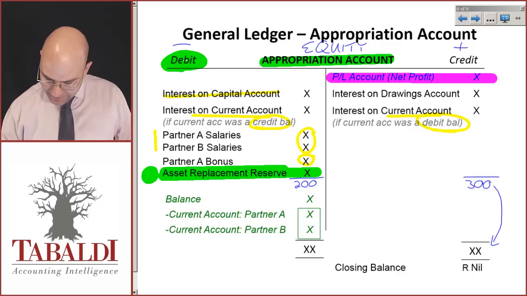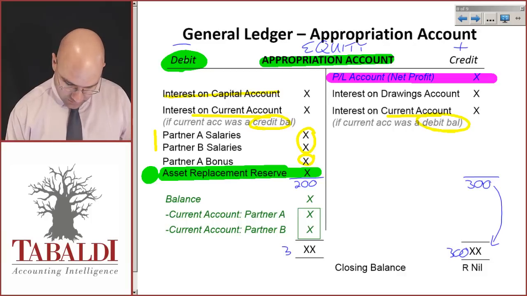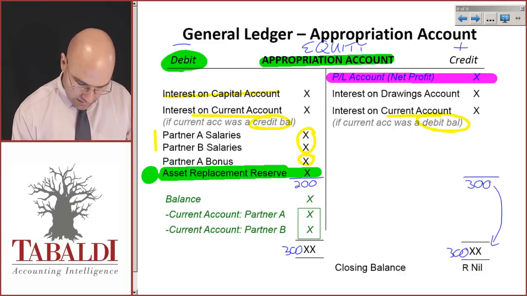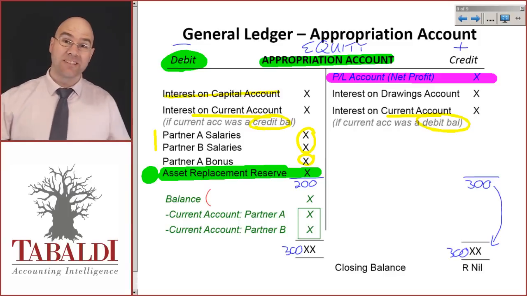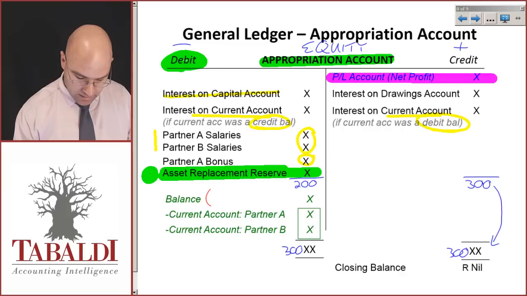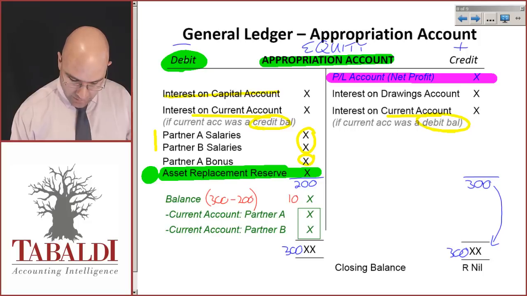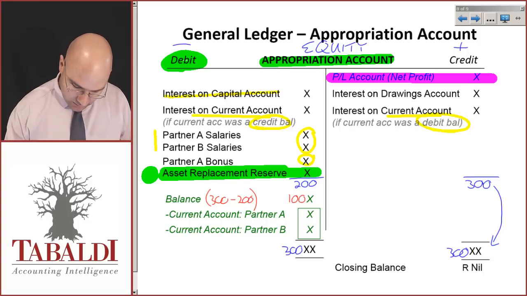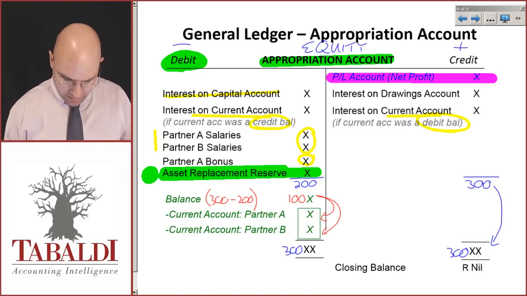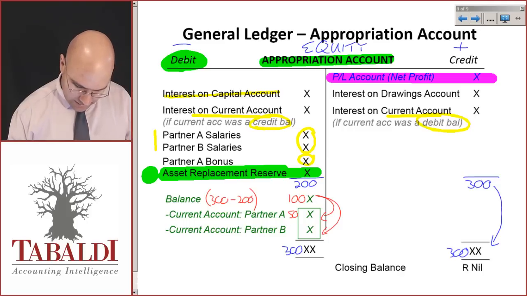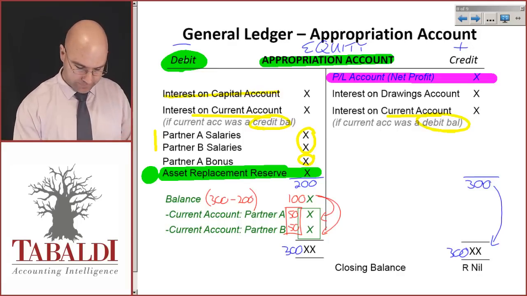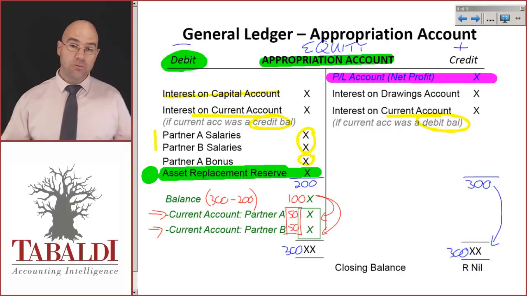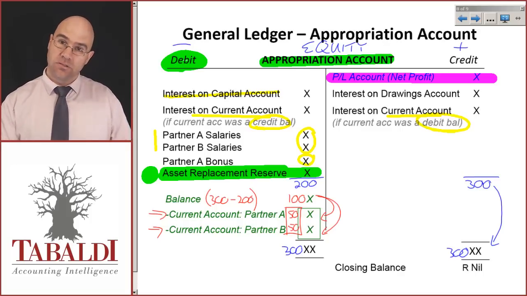I bring the highest balance down to the bottom, so both sides get the 300. And then my balancing figure will be on the debit side here, right? Because it's a credit balance. It's bigger on the credit side. I'll take the 300 minus the 200, and that will leave me with a total balance of 100, which I will then split between the individual partners. Let's assume the ratio here is 50-50, so each partner is getting 50 allocated to his current account.